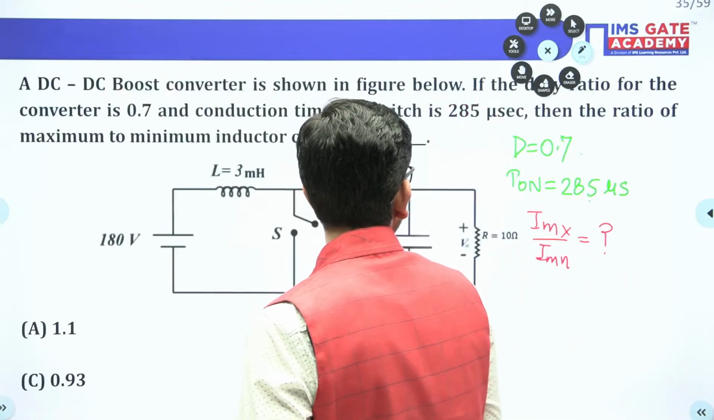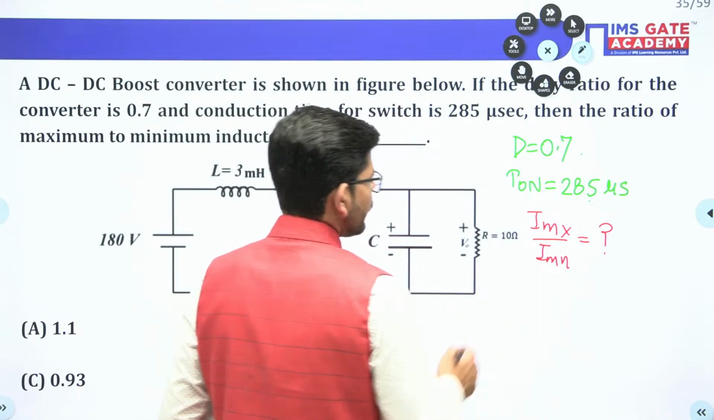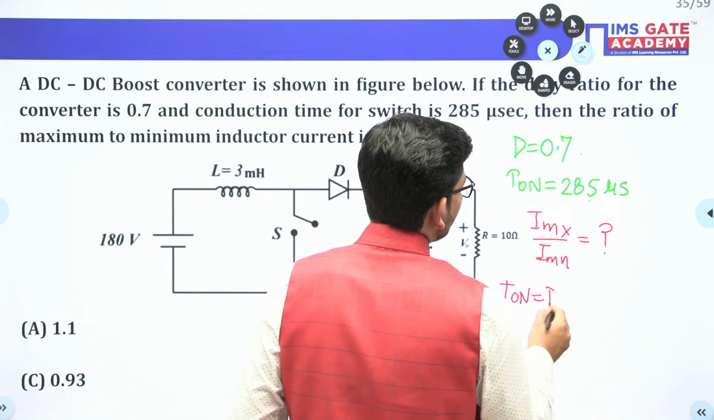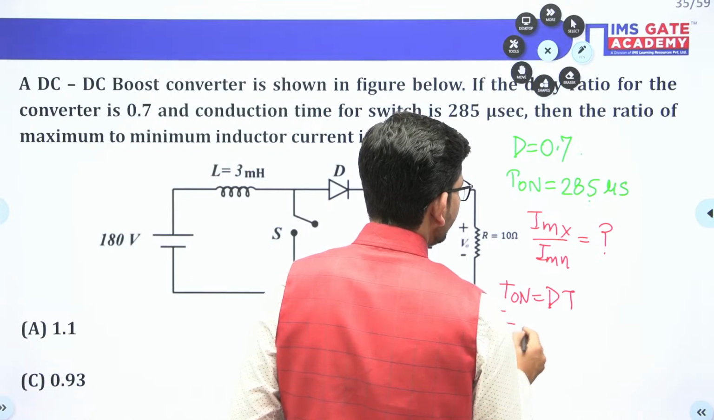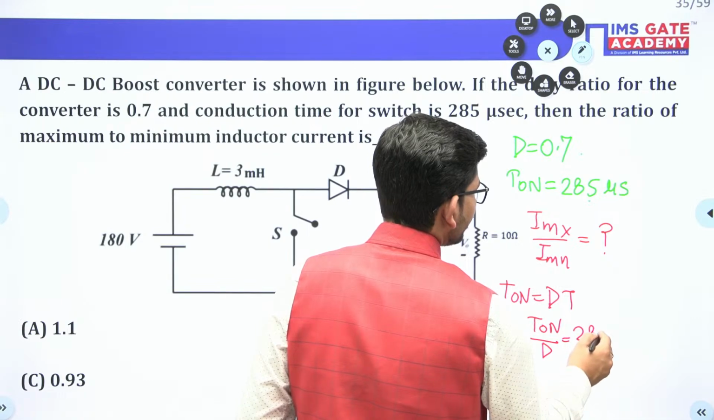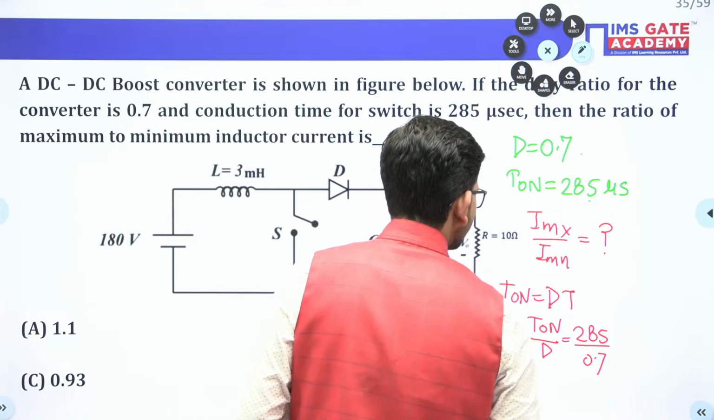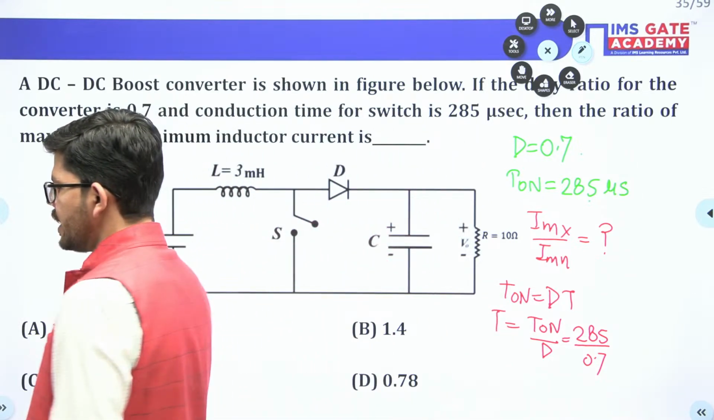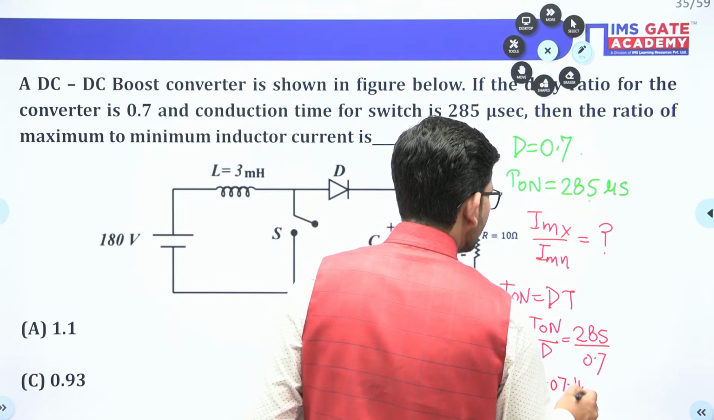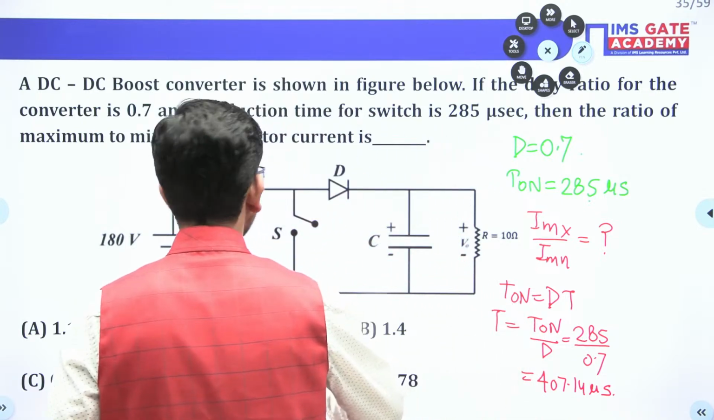So what has been given to us? The duty ratio and T on time are given. From this you know that T on is D times T, so T will be T on by D. Now T on is 285 microseconds divided by 0.7. So the T value will be 407.14 microseconds. So this is the T that we have obtained.